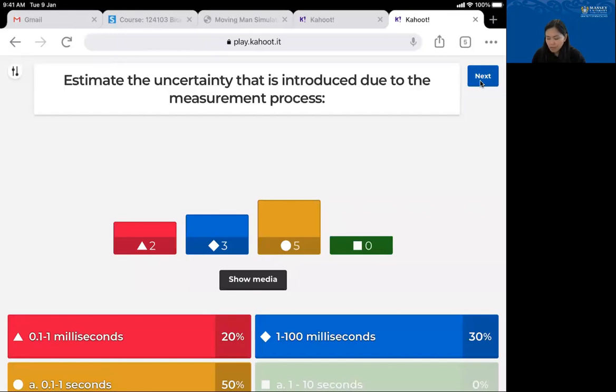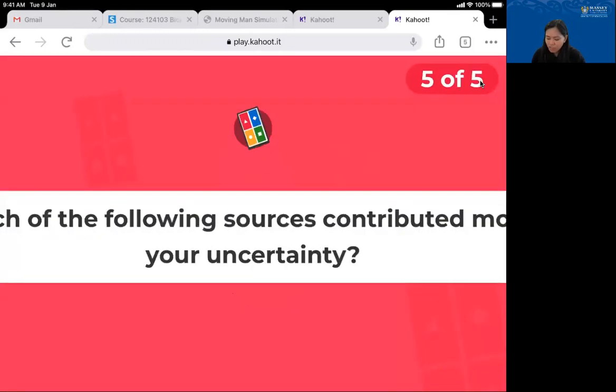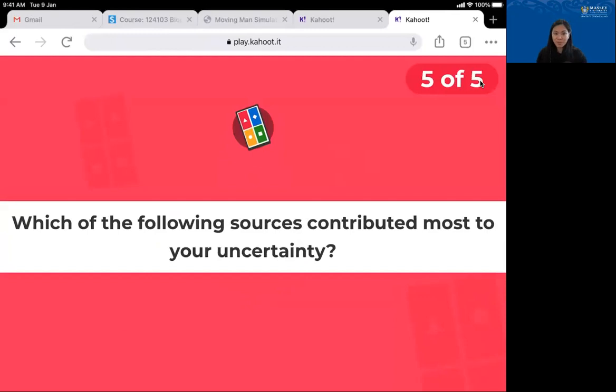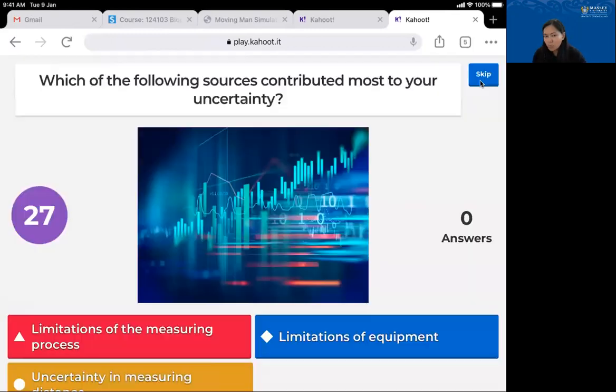Oh, I don't know why it's skipping the little board now. And this is the last question: which contributed the most to your uncertainty?